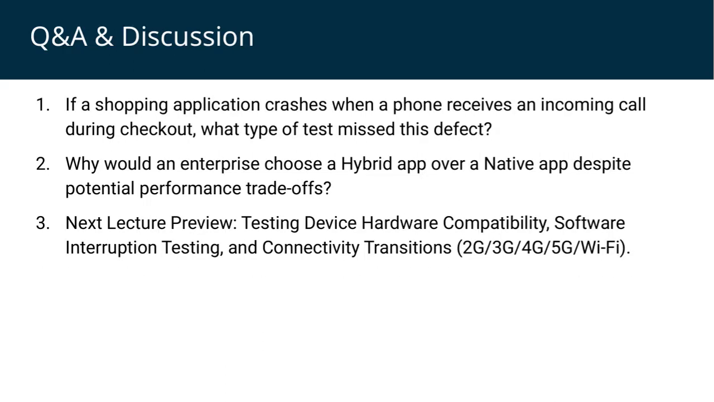We've wrapped up today by looking at some key questions, like what kind of test would catch a crash caused by an incoming call during checkout, and why an enterprise might pick a hybrid app over a native one, even with some performance compromises. Next time, we'll dive into testing device hardware compatibility, software interruptions, and how apps handle switching between networks. Now, let's open the floor for your questions and thoughts.